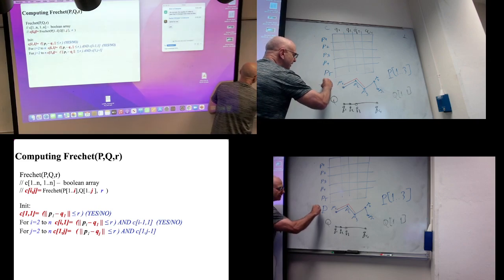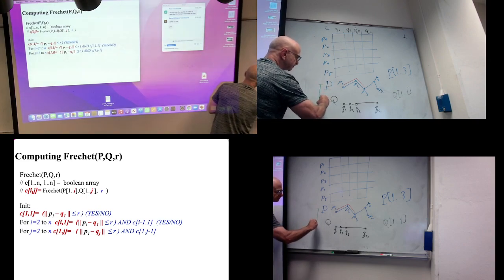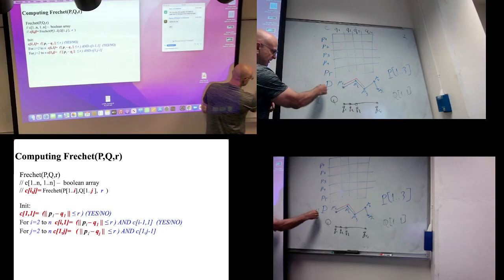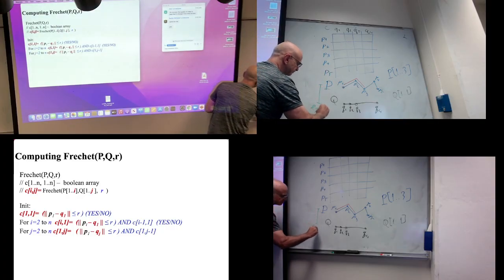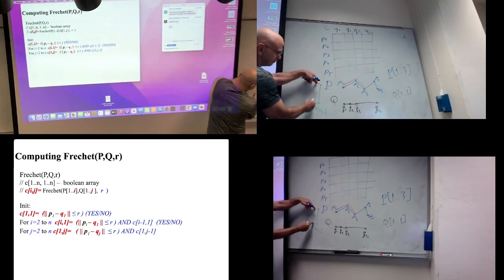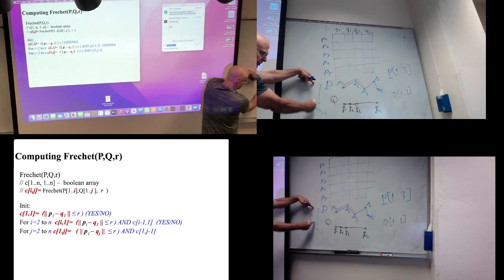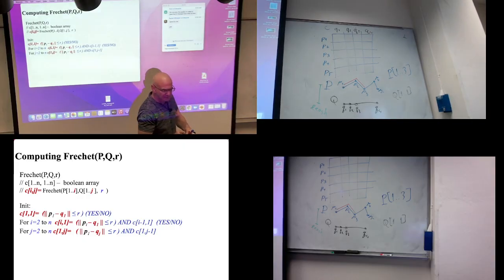Example. Here is my leash. The length of the leash is this distance, between this point and this point. I'm trying to say that's the Euclidean distance between them.